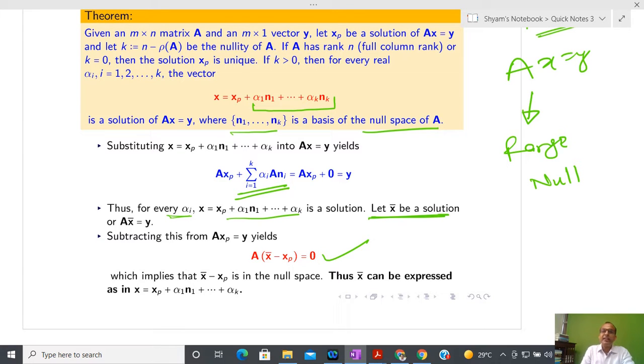Okay, and here could you please tell me how many different solutions are possible? If k has some finite value, how many solutions are possible? More than one, like infinite solutions, because I can adjust alpha 1 and alpha 2 to anything. Due to that I have infinitely many solutions. But if k is 0, then exactly I have one solution, x equal to xp, a unique solution. Okay, we will come to that particular point.